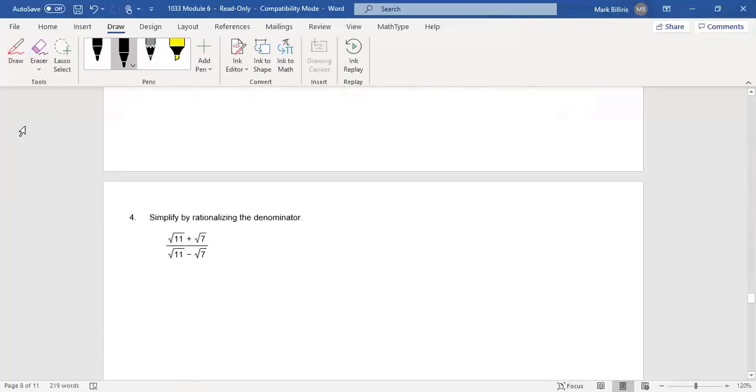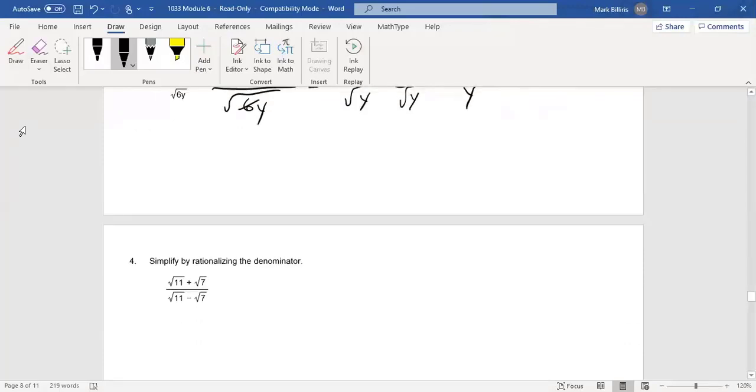Okay, so my next example, notice I have a binomial. Binomial meaning two terms. So I'm going to put these inside parentheses to remind me they belong together, and I can't do anything separate. So anytime I have a binomial and I'm asked to rationalize, this is where we're going to use the conjugate. So I'm going to multiply numerator and denominator by the conjugate of the denominator.